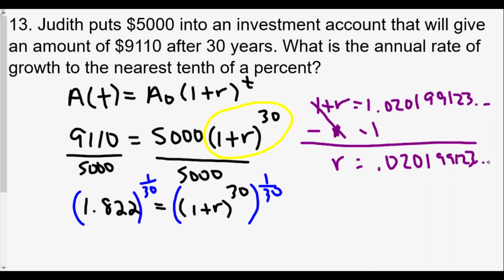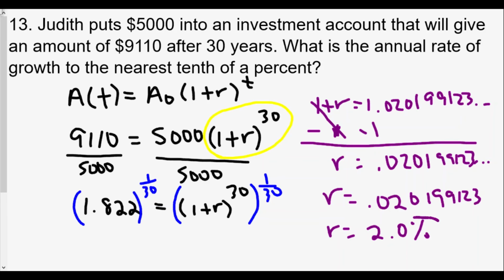So then the next number afterwards is going to decide whether we carry over. So here we go. R is equal to 0.0201991, whatever it is here. So in this case, multiply by 100. Our r value is 2.0%. That's our annual rate of increase. There you go.